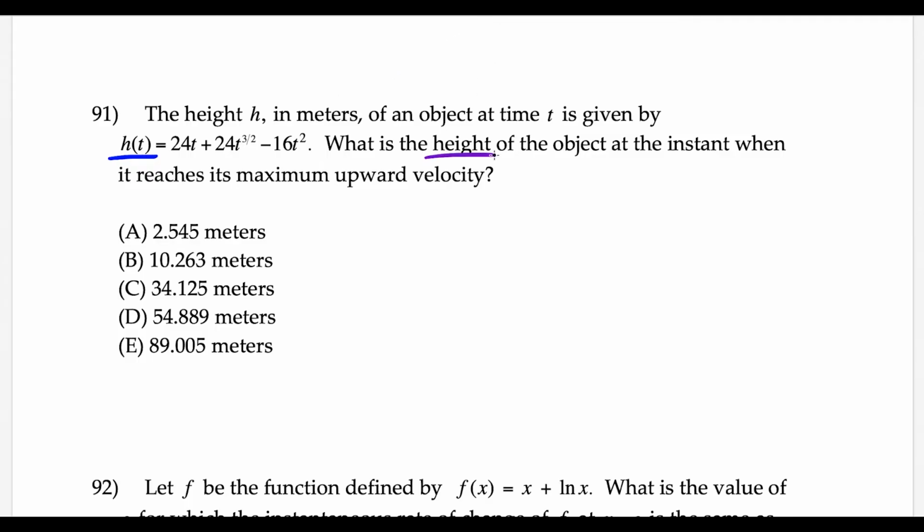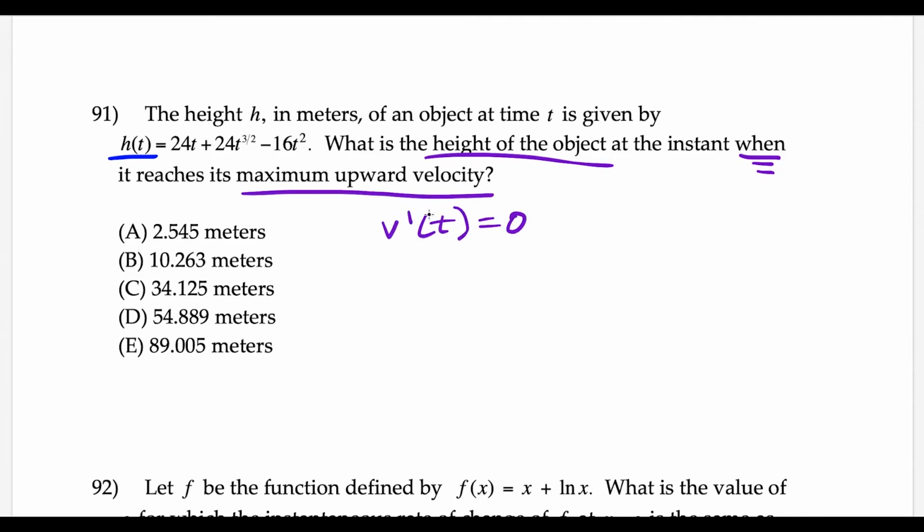Question 91, we have the height of some object given by h of t, and we want to know what's the height of the object at the instant when it reaches maximum upward velocity. So for this, the first thing we have to know is when do we reach maximum upward velocity? And to find that, when you hear the phrase maximum in calculus, think set the derivative equal to 0. So if we want maximum velocity, we take the derivative of velocity and set it equal to 0.